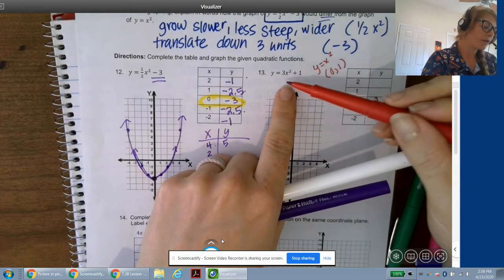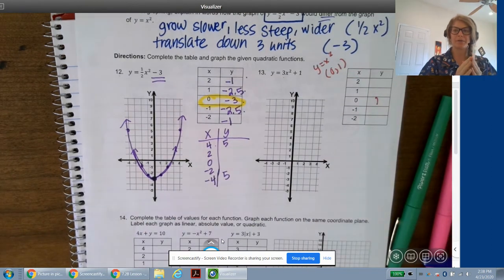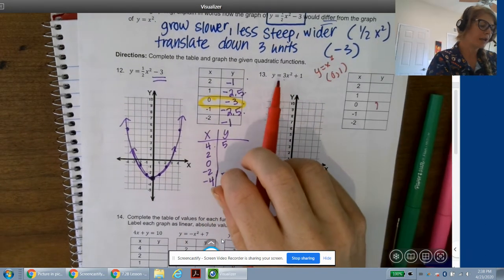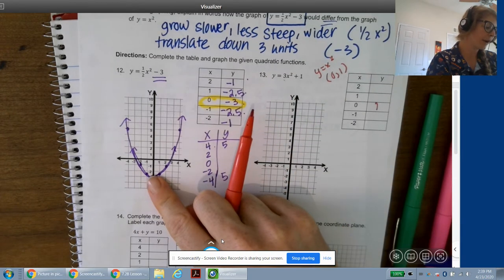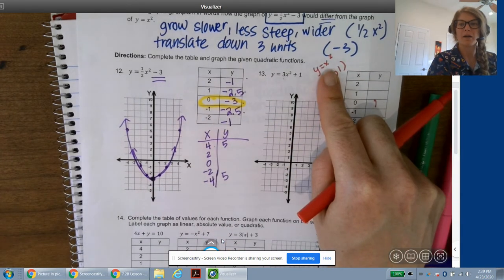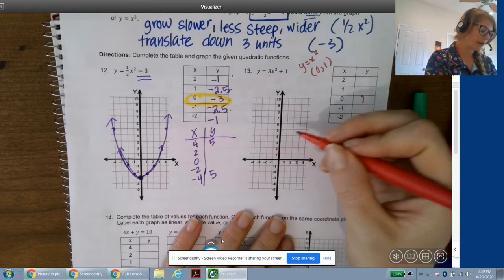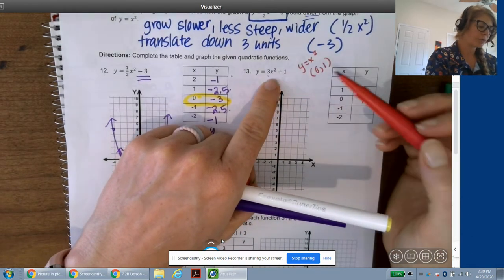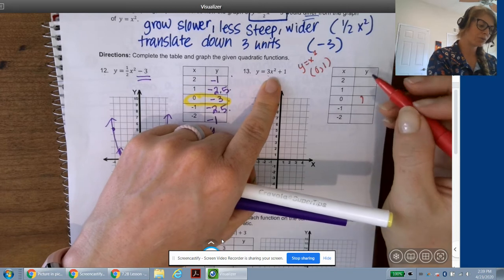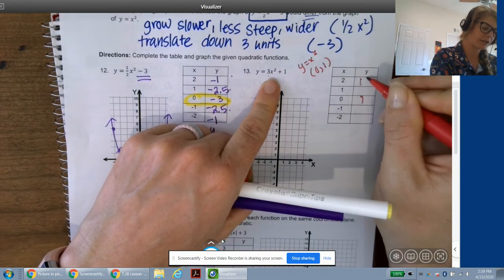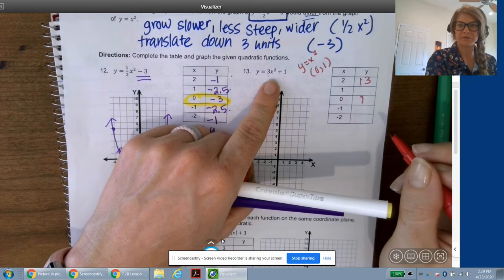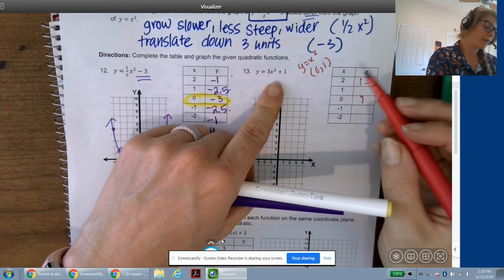Interesting. Now, this 3 here, is that going to make my parabola grow faster and be narrower, or slower and be wider? So this makes it grow faster. So it should be much narrower than this parabola, because it's going to be even narrower than our parent function. So taking a look, I'm going to have 2 squared is 4. 4 times 3 is 12. 12 plus 1 is 13. Wow, not even on my graph it's growing so fast. Let's take a look at 1.